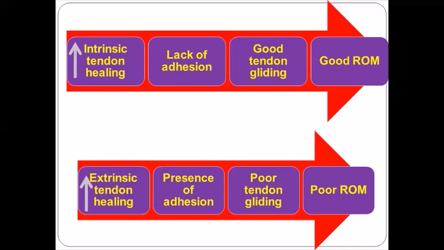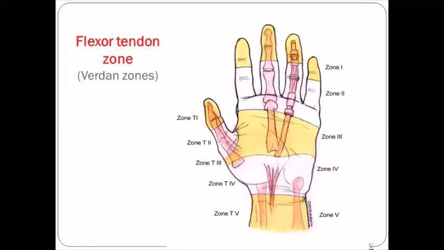Okay, now as I told you, if you go for encouraging intrinsic tendon healing, there will be a lack of adhesion, good tendon gliding and good range of motion. Whereas if you are encouraging extrinsic tendon healing, there will be presence of adhesion, poor tendon gliding, and poor range of motion. Now coming to the flexor tendon zones, which are important for a therapist to know.